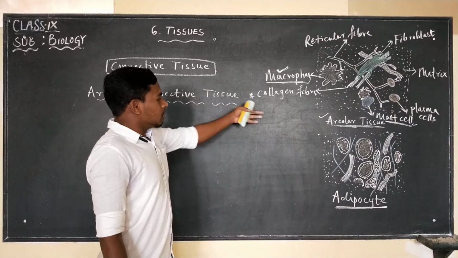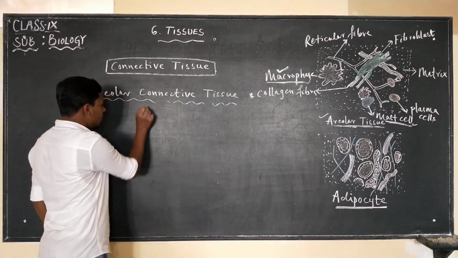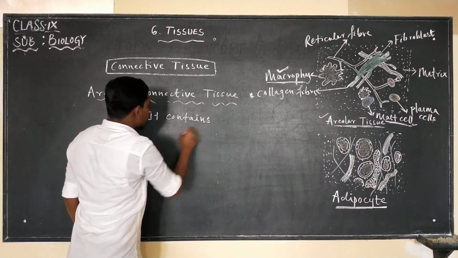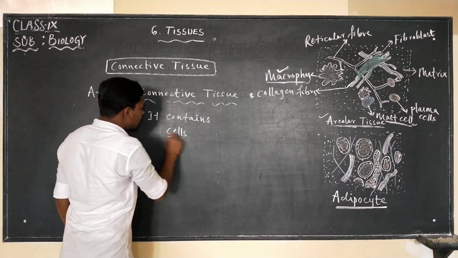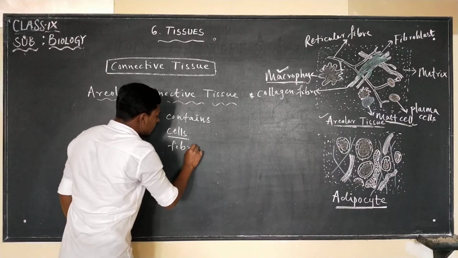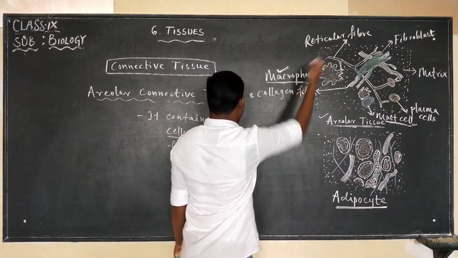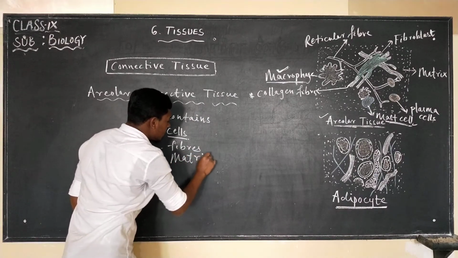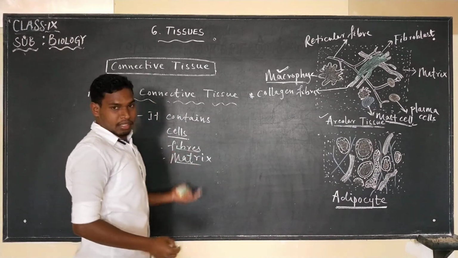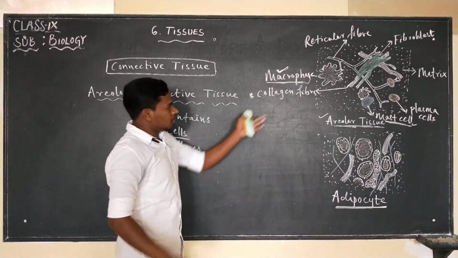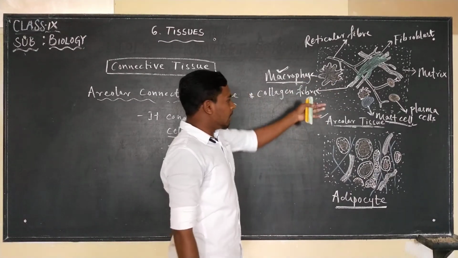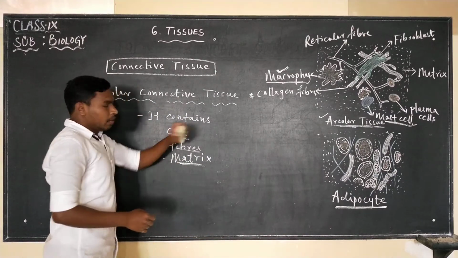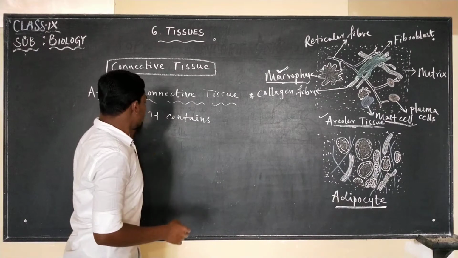So areolar tissue contains cells, fibers like collagen fiber and reticular fiber, and matrix. The matrix is the substance in which all these cells are embedded. Now we will see where it is located.